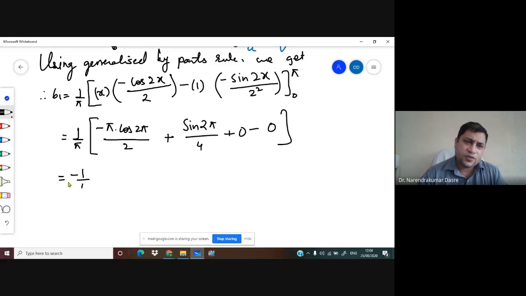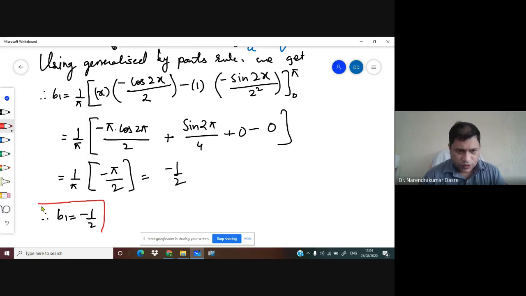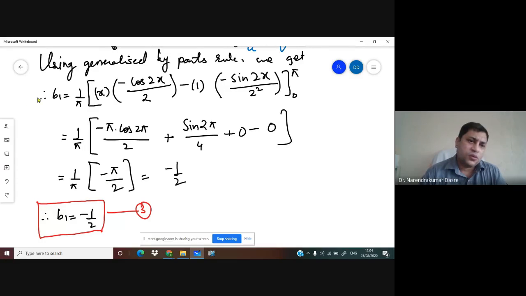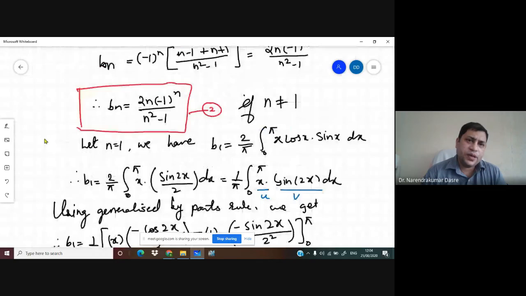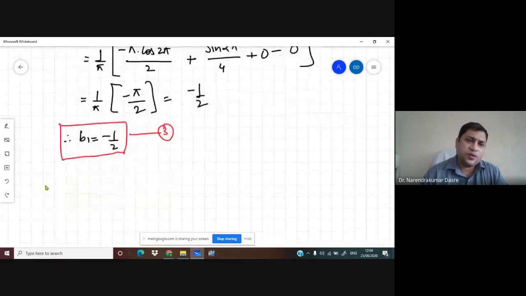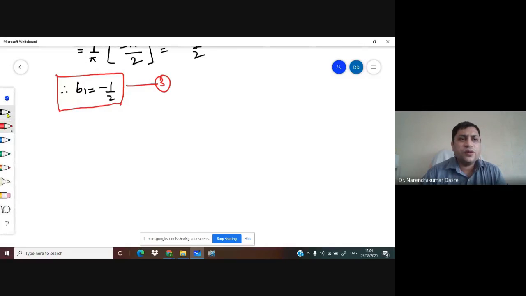So we get here 1 upon pi. This is minus pi. Cos of 2 pi is going to be 1. So minus pi by 2, and hence it is going to be minus half. So we get b1 is equal to minus half. So we got bn, we got b1. So bn here we have got, b1 we got here, and hence we are able to write down the Fourier series.